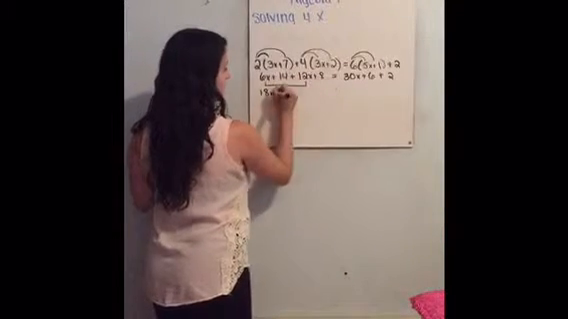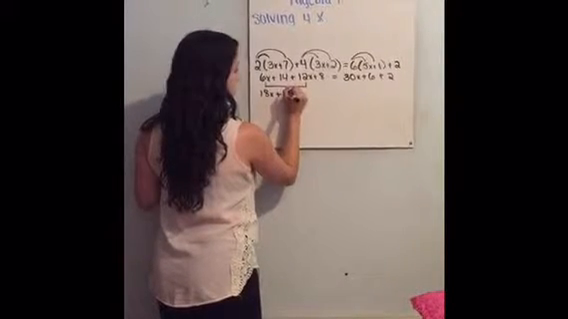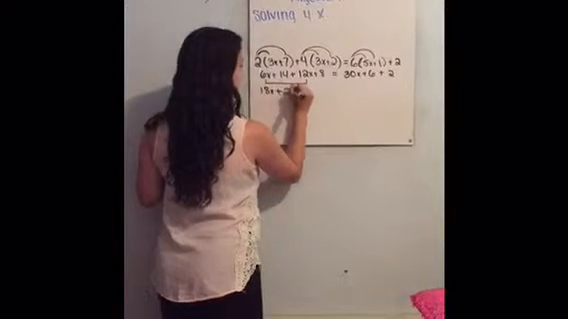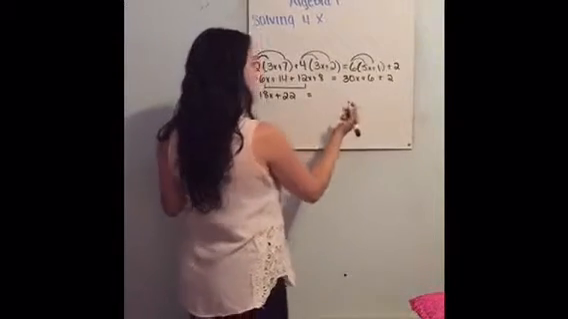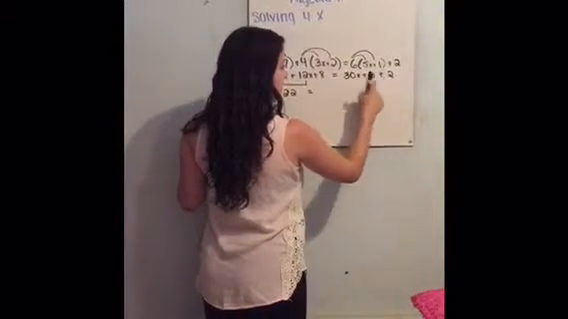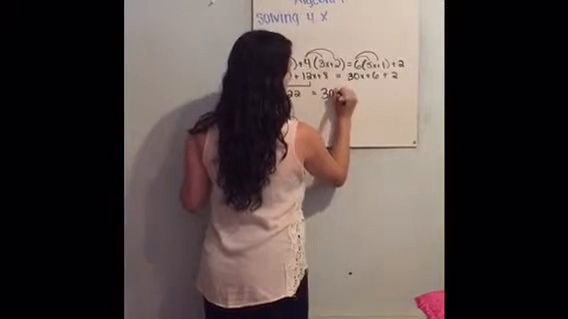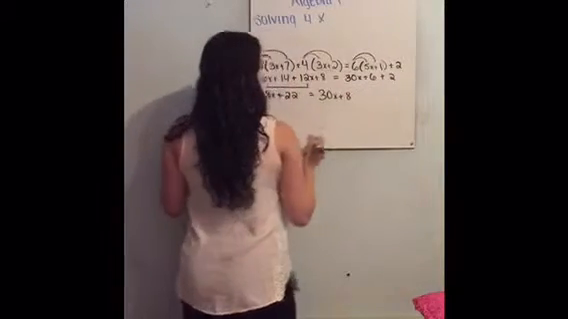And the 14 and the 8 can combine like before and become 22. And then we add like terms together on this side as well, but since there's nothing to add to the x, it stays as 30x, and the 6 and the 2 get added together to become 8.